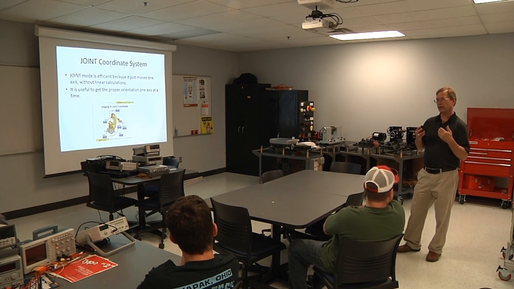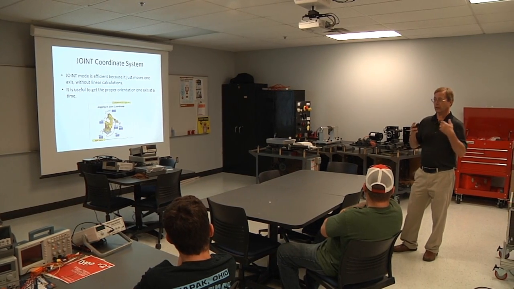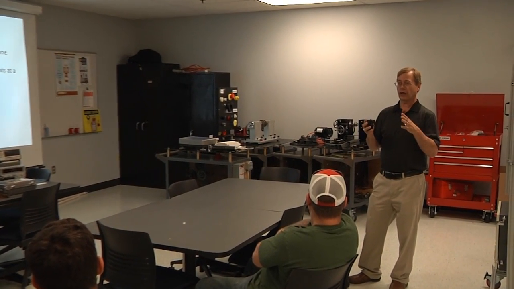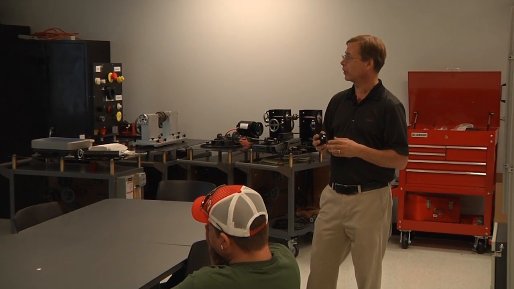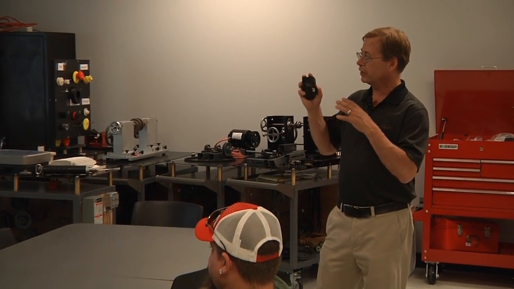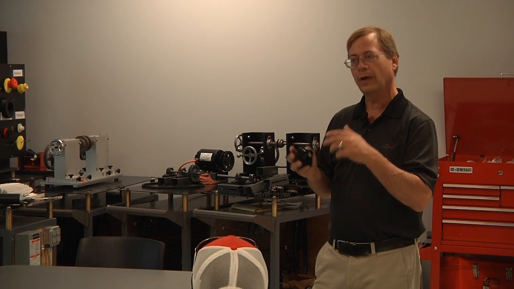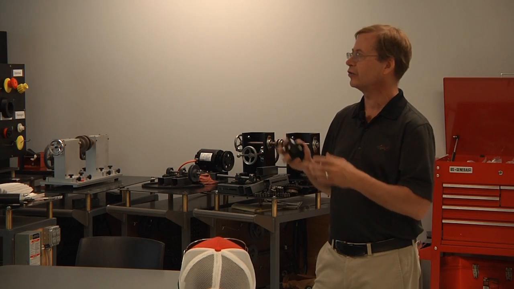It's also very useful to you, the programmer, if what you're doing lends itself to doing things 1 axis at a time, such as avoiding something or arranging a certain orientation. So to get the orientation of the 6 axes exactly the way you want to, it makes sense that you would jog 1 axis at a time until you got exactly what you wanted.